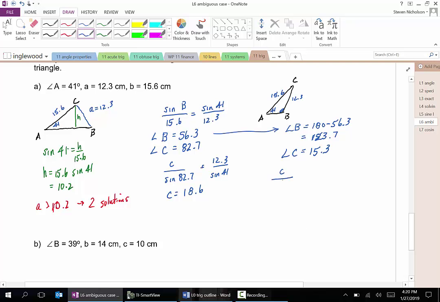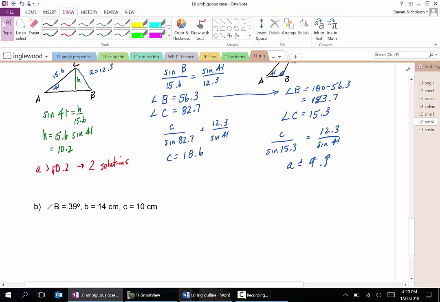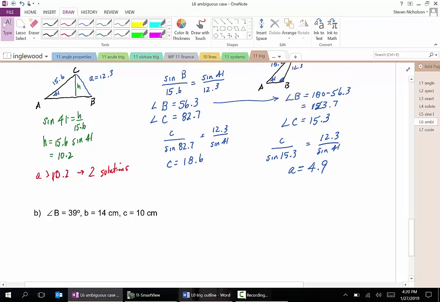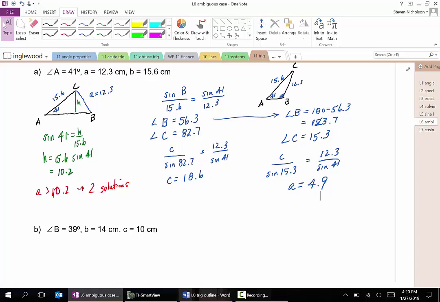And then when we do our sine law again for this one, I'm just going to enter it. You could use your calculator to double check this, but we get a is equal to 4.9. And again, when you look at the picture, that makes sense. Sorry, little c. This is little c. That should make sense because angle C is the smallest, therefore little c should be the smallest side.